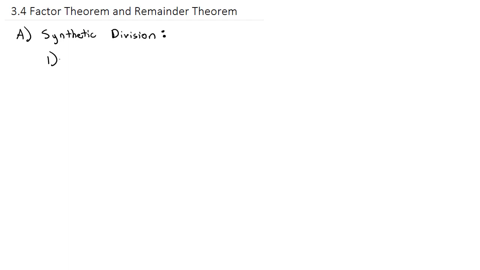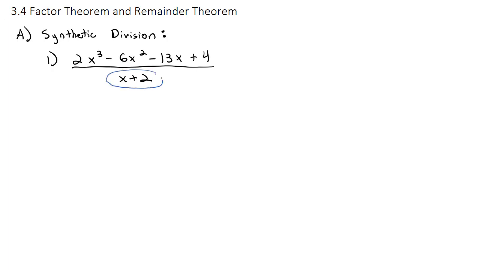Synthetic division is probably easier to show with an example than it is to actually describe the steps. So we're going to show it with this example. We're going to take the polynomial 2x cubed minus 6x squared minus 13x plus 4, and we're going to divide it by x plus 2. How this synthetic division is going to work is first we're going to take whatever we're dividing by, and we're going to set that equal to 0, which solves really easily by subtracting 2 from both sides in this case. So x equals -2.